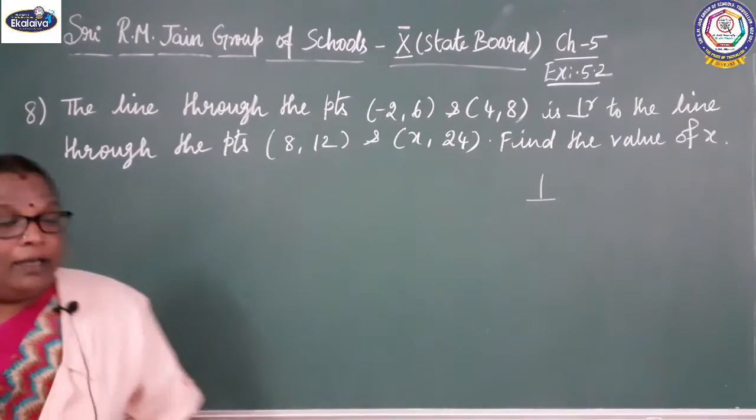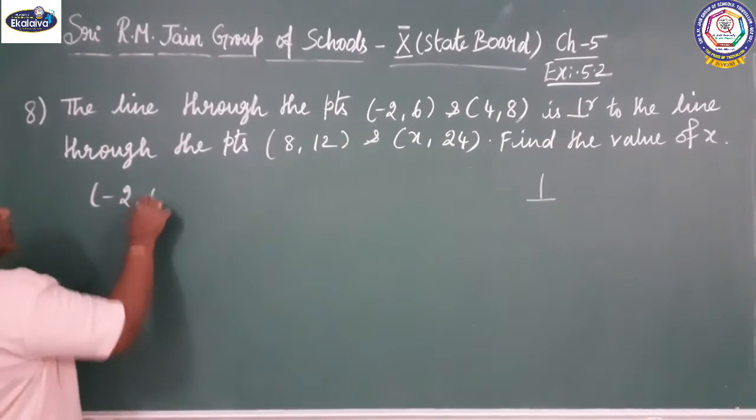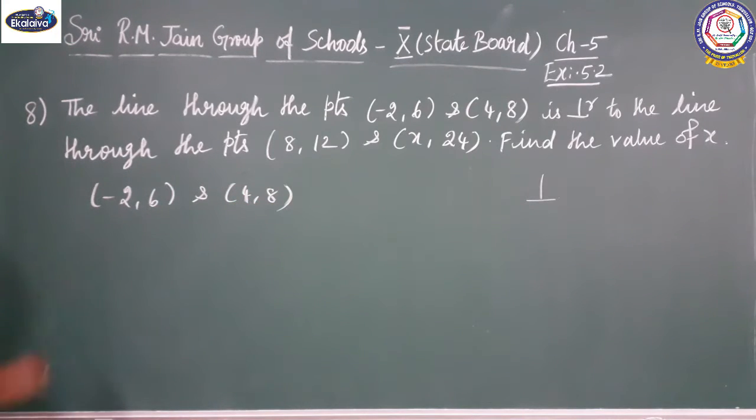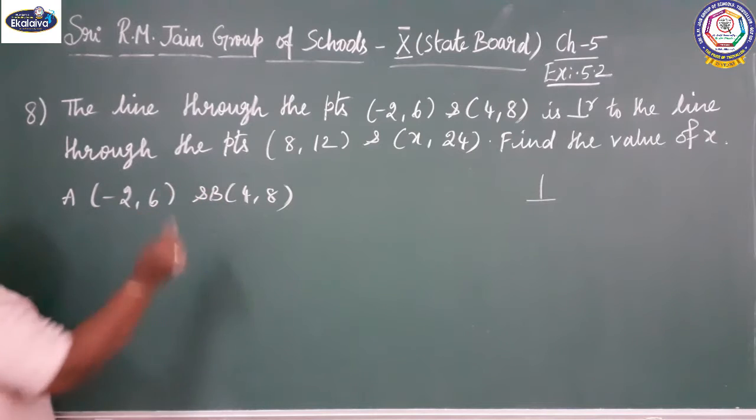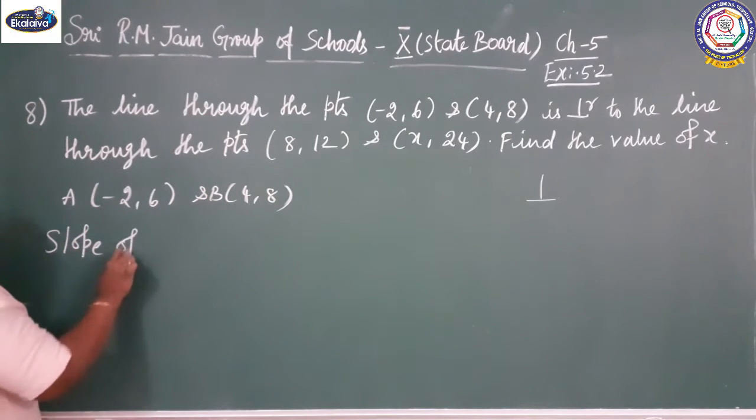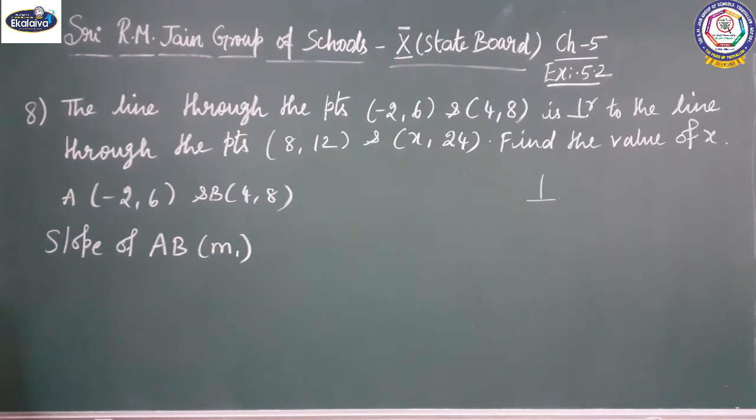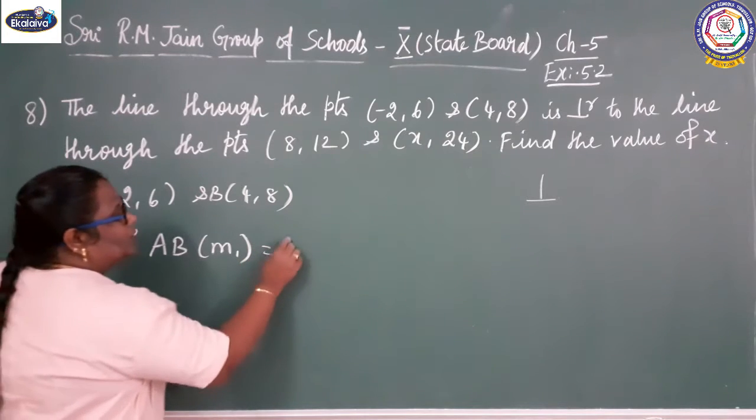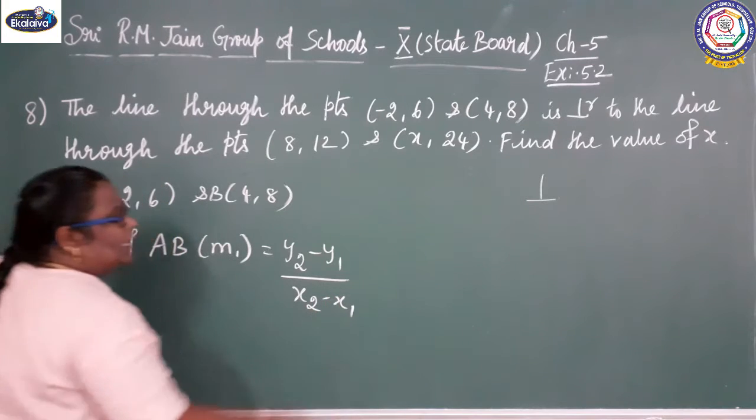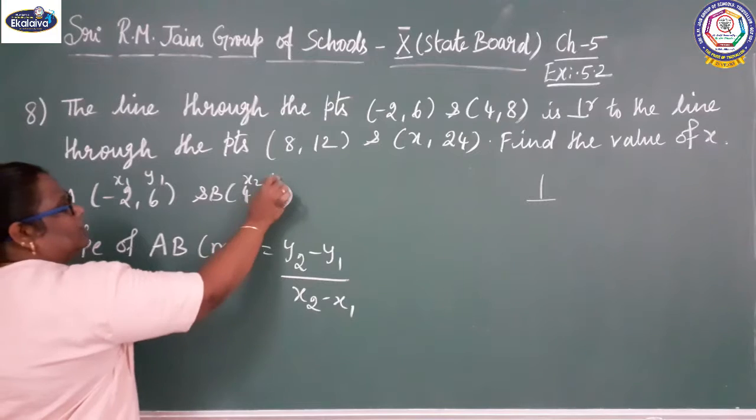See here children, first take the first 2 points, -2, 6 and 4, 8. You can take this as A and this one as B. Slope of AB is M1. What is the formula? Y2 minus Y1 by X2 minus X1. This is X1 and this is Y1, and this is X2 and this is Y2.